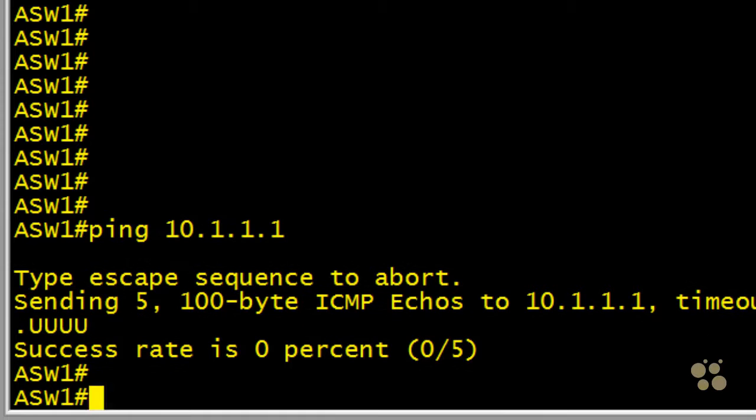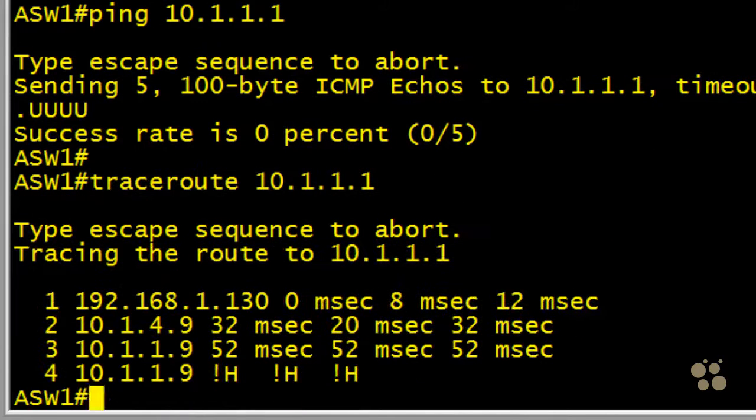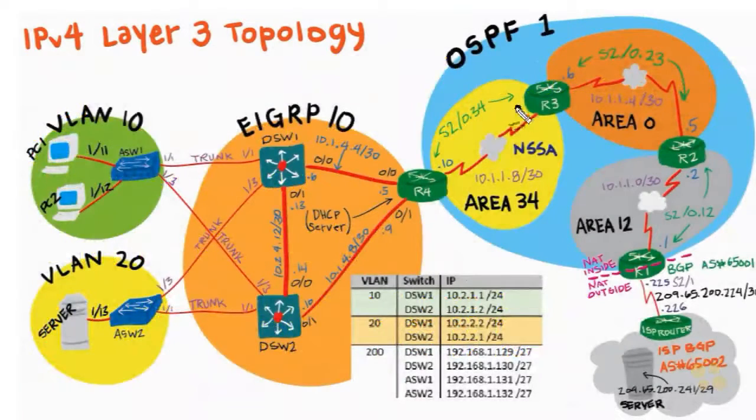So let's narrow that fault domain and find out who is saying that by doing a trace route to 10.1.1.1 right here from ASW1. And it appears that it's the device at 10.1.1.9. And if we look at our topology, that would be our good friend R3, who is saying that the 10.1.1 network is unreachable.